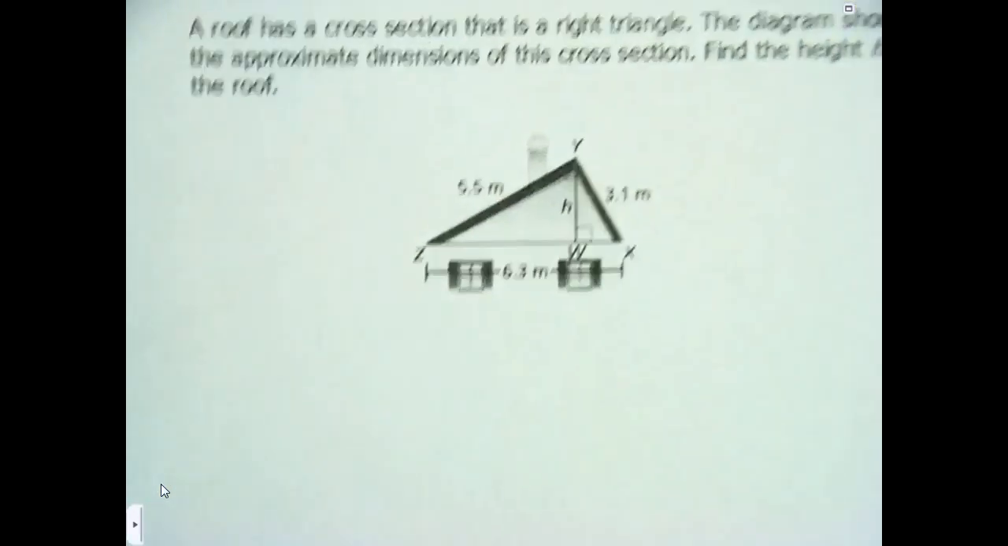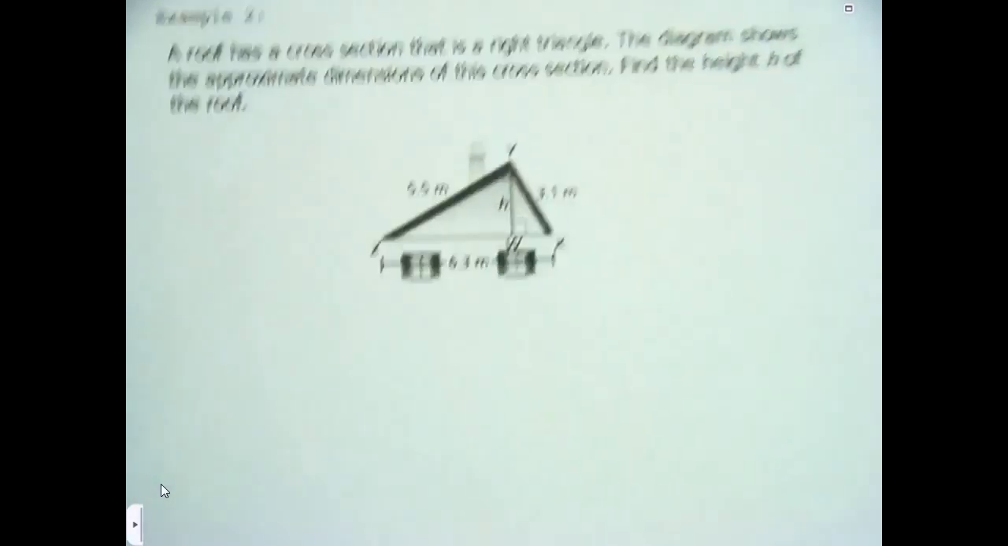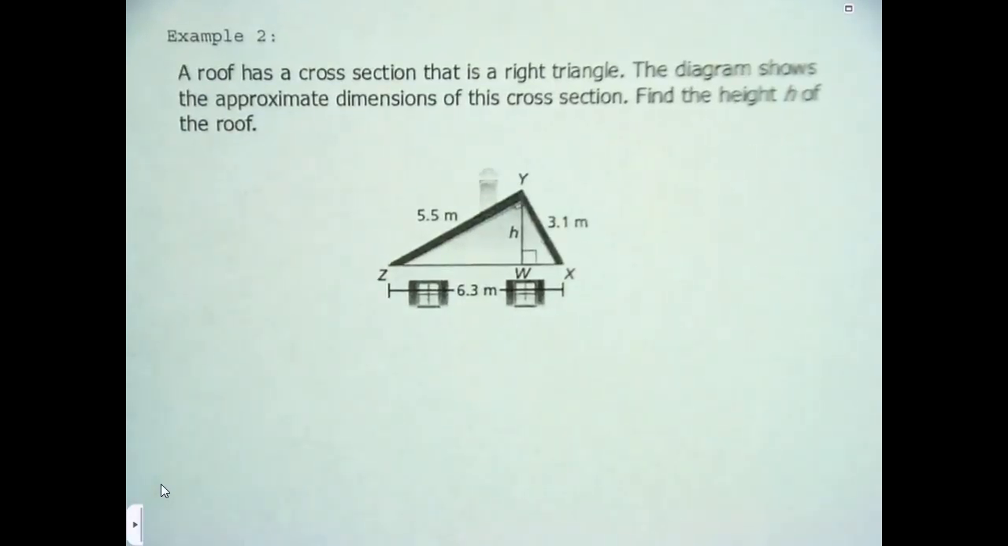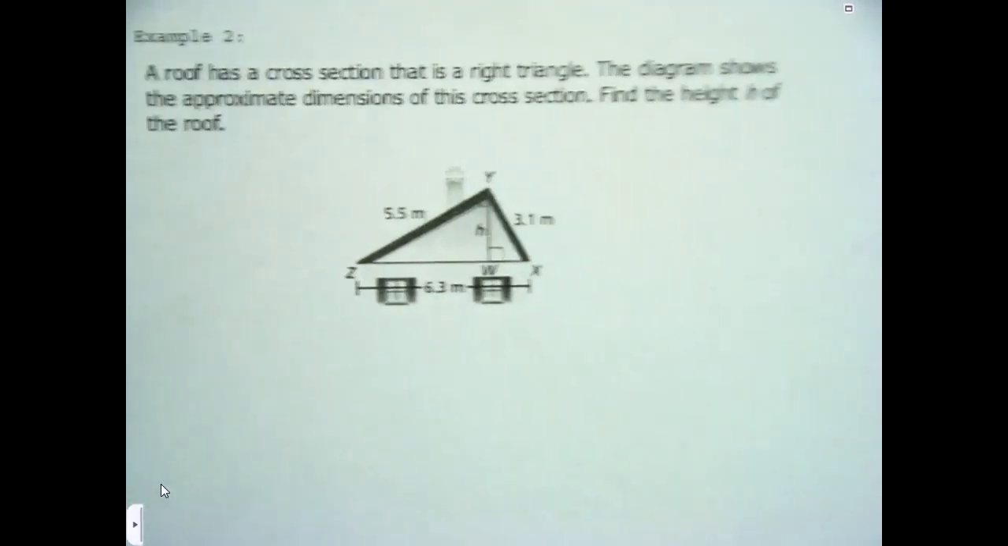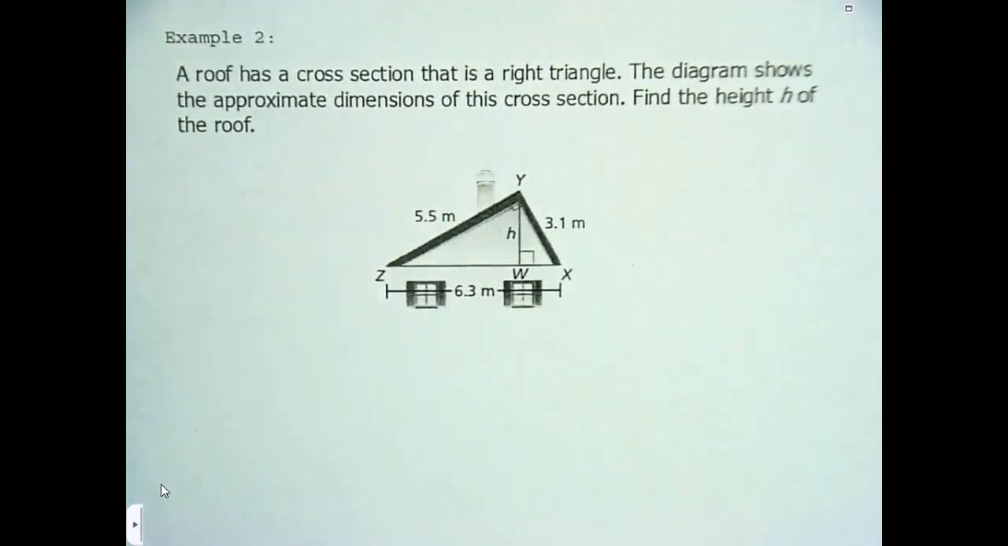Here we go. Here's a nice problem for you. You can add it somewhere in your notes there, maybe on one of the previous pages. Okay? A roof has a cross-section that is a right triangle. The diagram shows the approximate dimensions of this cross-section. Find the height h of the roof. All right, get it copied down first.